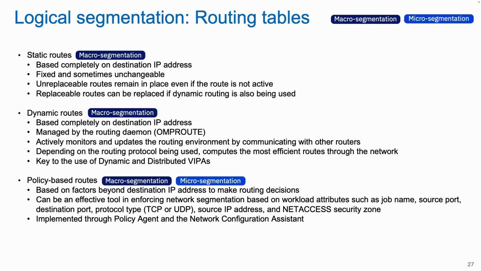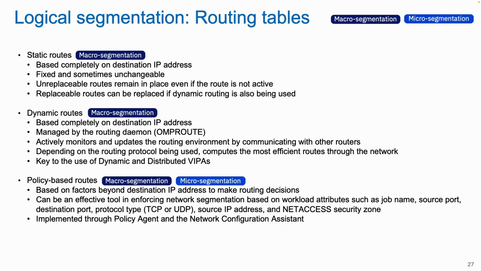Replaceable routes can be updated if they also have dynamic routing enabled, which we'll talk about next. So dynamic routing is also based on destination IP addresses, but they're managed by the routing daemon called OMPROUTE on z/OS. OMPROUTE monitors this routing environment, and it has the capability to reach out to other routers in the network. And so it will know if a route goes down. And if the route goes down, then it updates the routing table automatically.